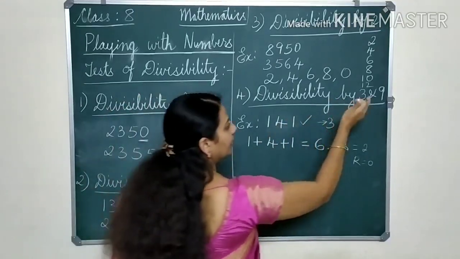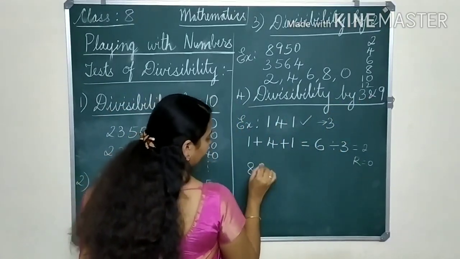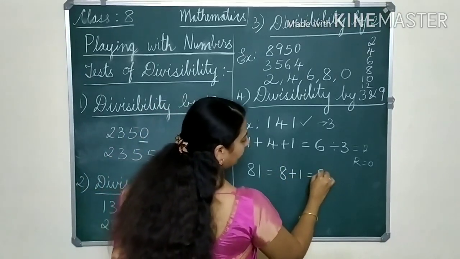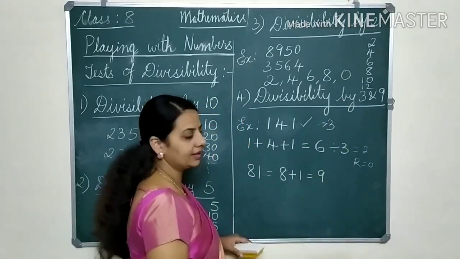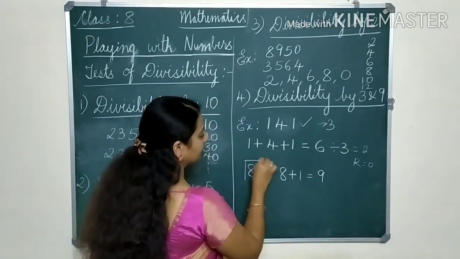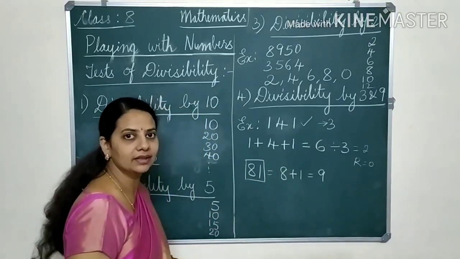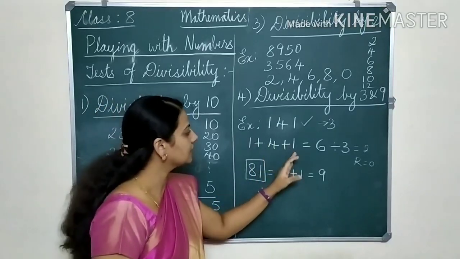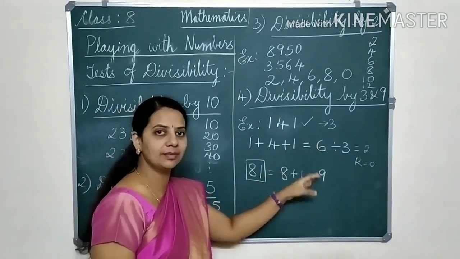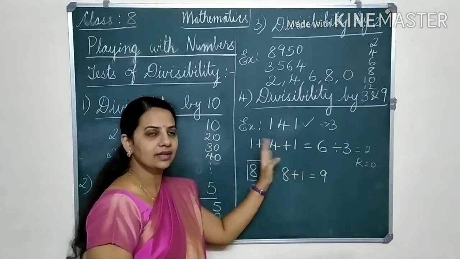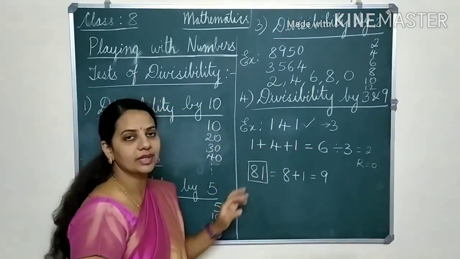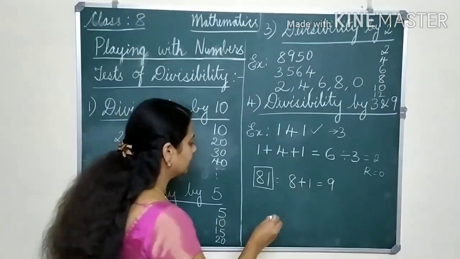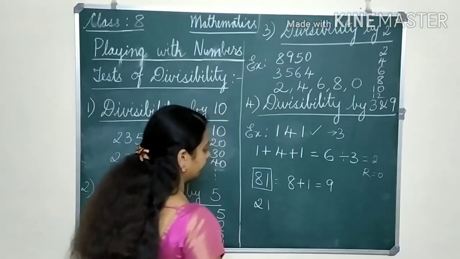The same thing for 9 also. Say for example 81. This gives you 8 plus 1 is 9. 9 is divisible by 9. So this 81 is divisible by 9. The rules are the same for 3 and 9. You just have to add the digits and find out whether the sum is a multiple of 3 or 9, and then say accordingly that that number is divisible by 3 or 9. Understood, children?